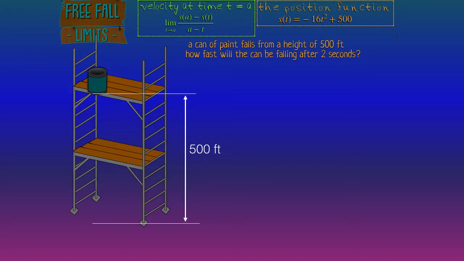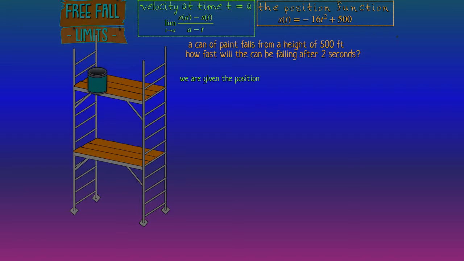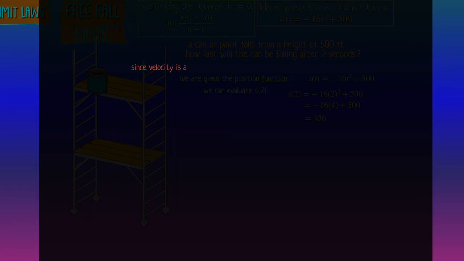So we know that this thing is going to be 500 feet. And so we're given the position function right here. The time is t equals 2, we know. So we can evaluate s of 2. That would give us 436. So what are we doing here? Well, since the velocity is at time t equals a, a is going to be 2. So if we replace a with 2, this is what we end up with.